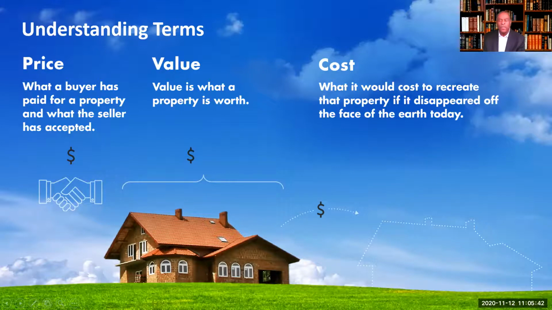Price. What is price? Price is what a buyer paid for a property and what the seller has accepted. How about value? Now, value is someone's opinion of what a property is worth. Not just now, not just in the present, but future anticipated value. Cost is what would it cost to replace that property if it disappeared off the face of the earth today. So these are important terms to think about and understand.